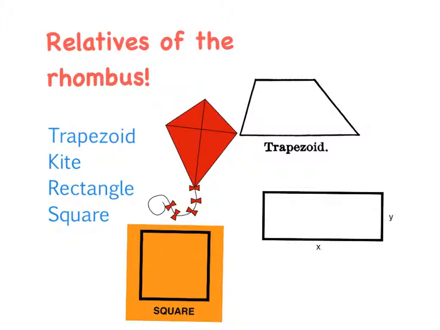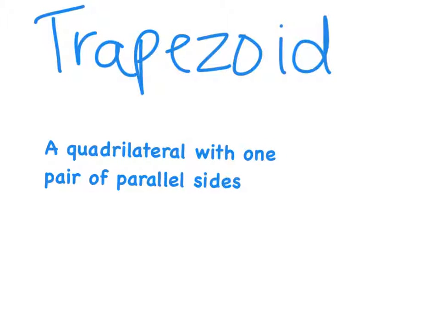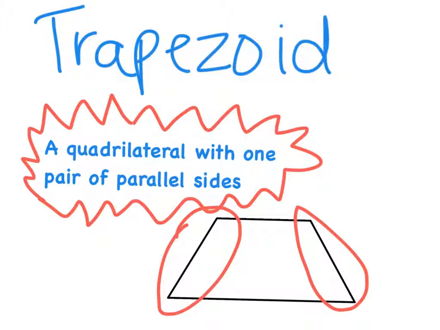Some relatives of the rhombus are trapezoids, kites, rectangles, and squares. All of these are related because they are all also quadrilaterals. Quadrilaterals are flat shapes with 4 sides. A trapezoid is a quadrilateral with only one pair of parallel sides. Only the 2 sides are the same in length.